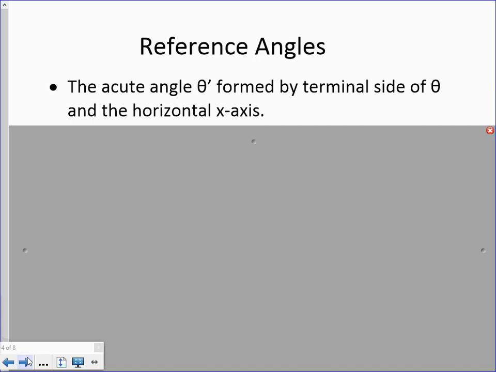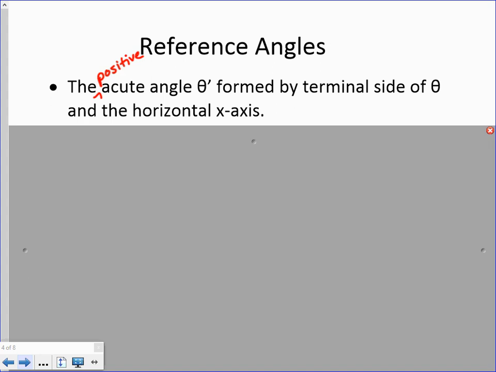So a reference angle is defined as an acute angle. And I'm actually going to add an adjective in there. I'm going to say it's a positive acute angle. You might recognize that notation for the reference angle, theta prime. And this acute angle is formed by the terminal side of your angle.